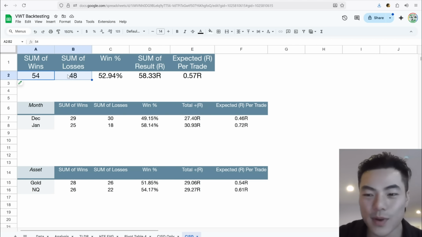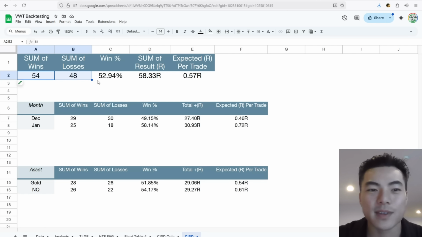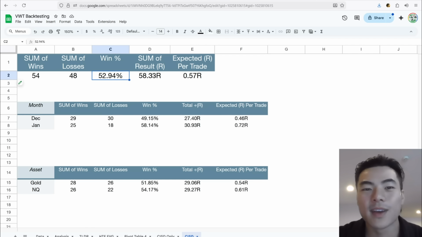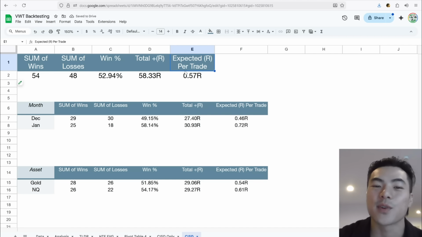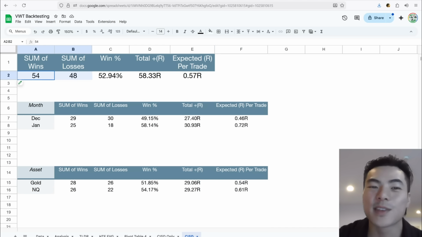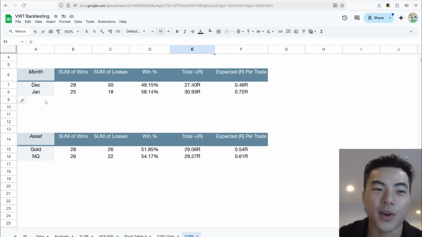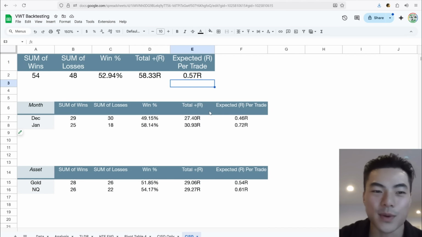So a total of 102 trades, 54 wins, 48 losses, a 53% win rate, total profit of 58R. Very nice. And an expected R per trade of 0.57R. These are the most important stats, but here I also broke it down by December and January, January being slightly better, but overall both still really good.